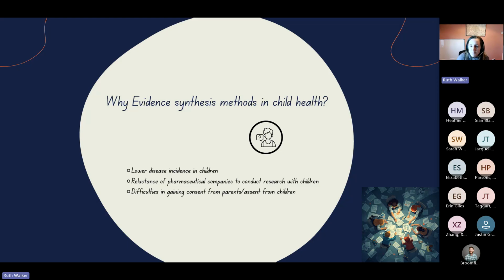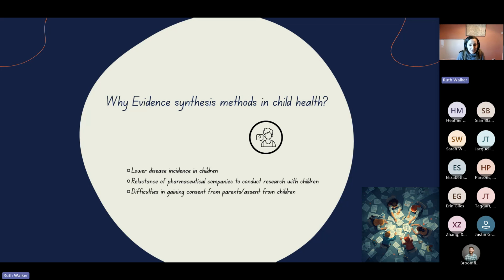So there can be a lower disease incidence in children. There can sometimes be a reluctance of researchers and pharmaceutical companies to take on the increased effort required to both recruit and then conduct research with children. As an example, you might need more centres to recruit sufficient numbers of children. Children might need different medicine formulations, so liquids instead of tablets, or smaller doses, and this can all be associated with increased costs.